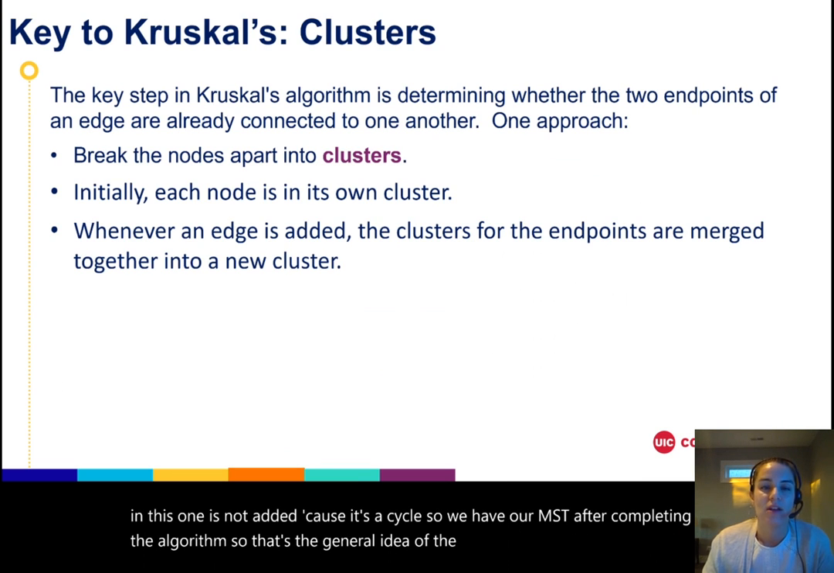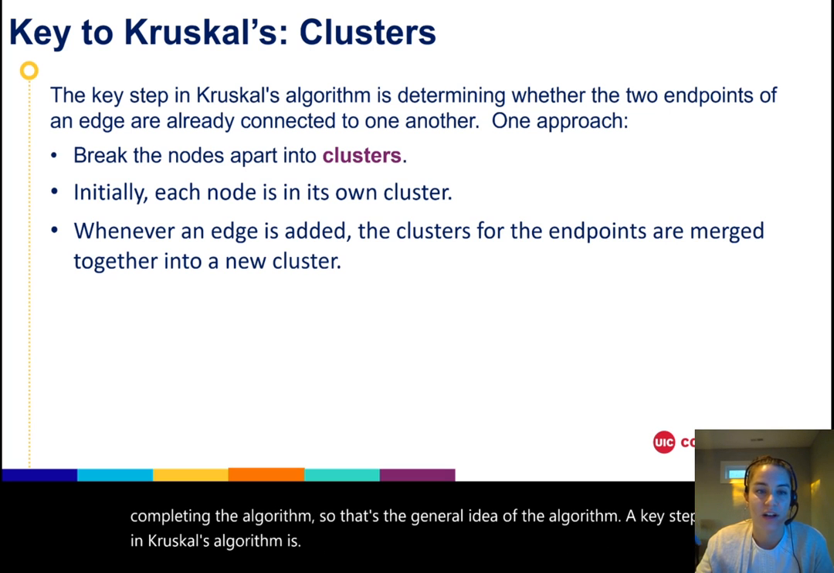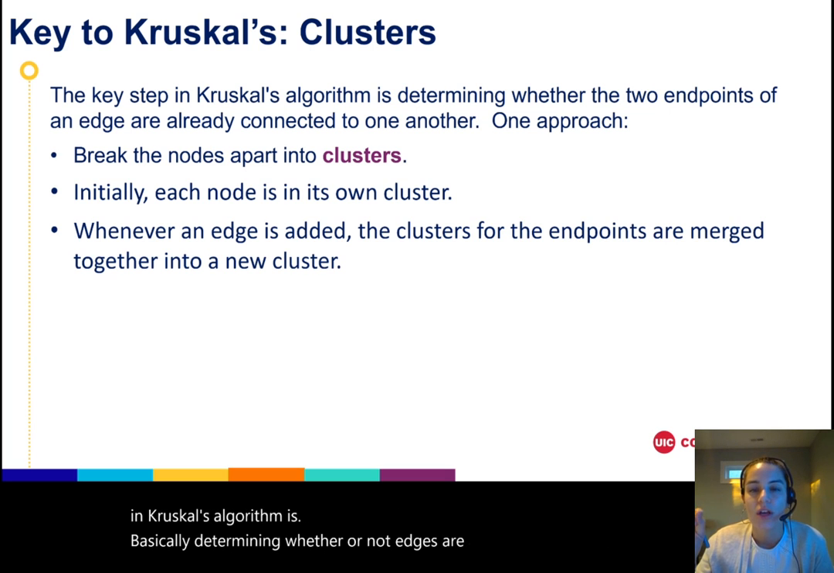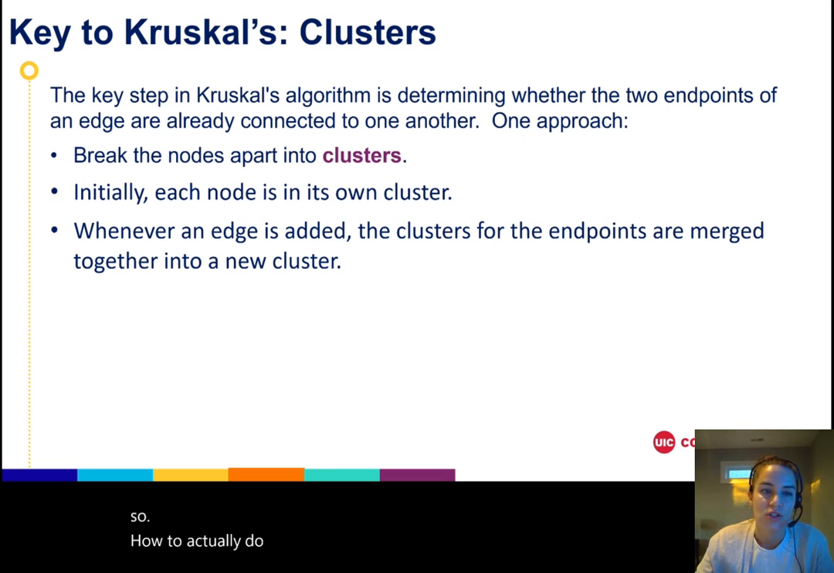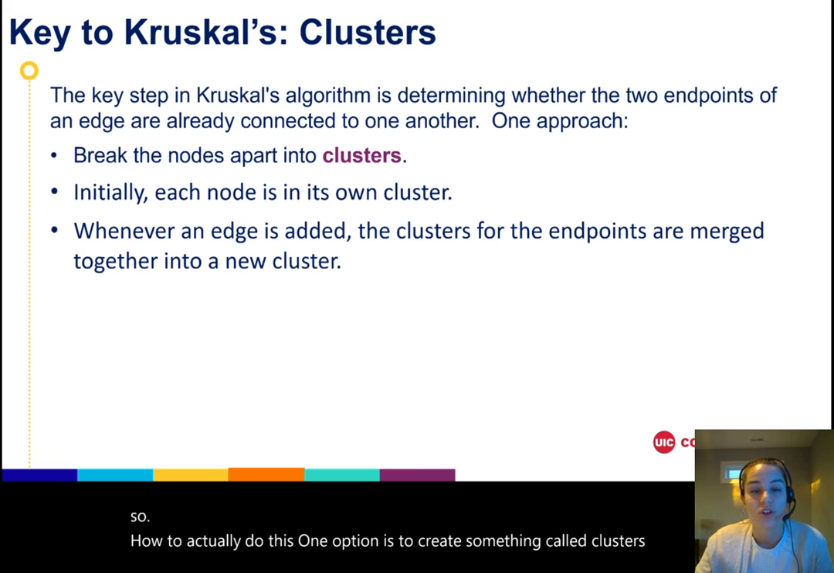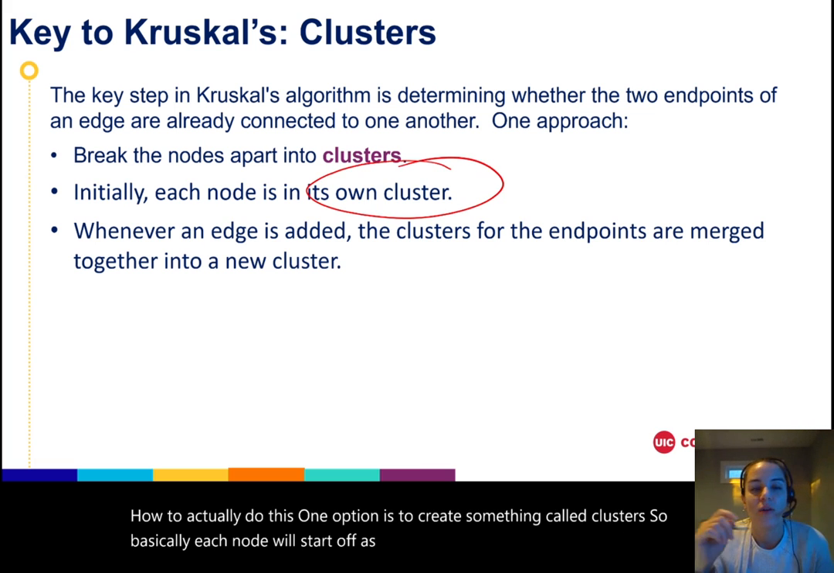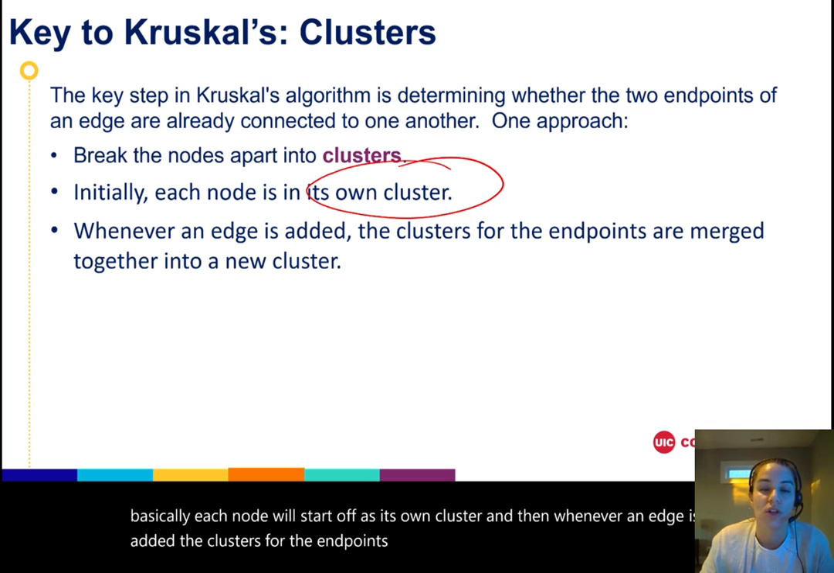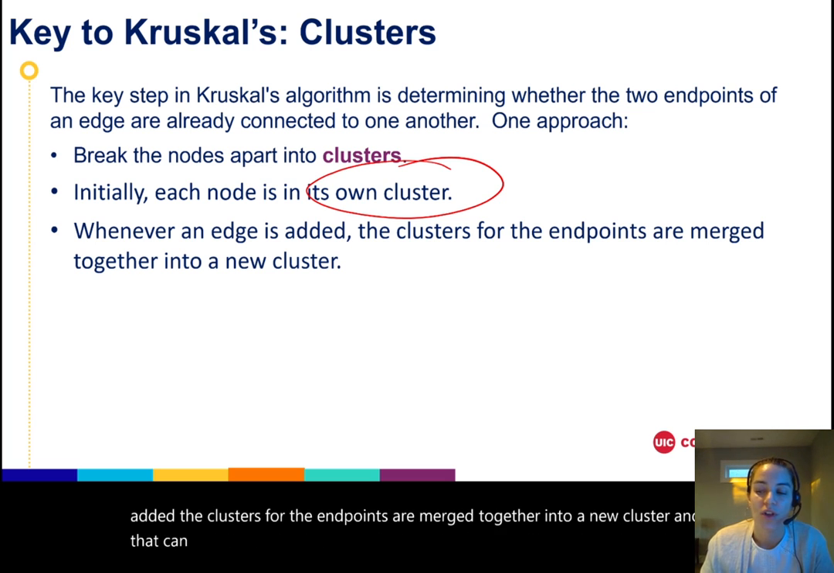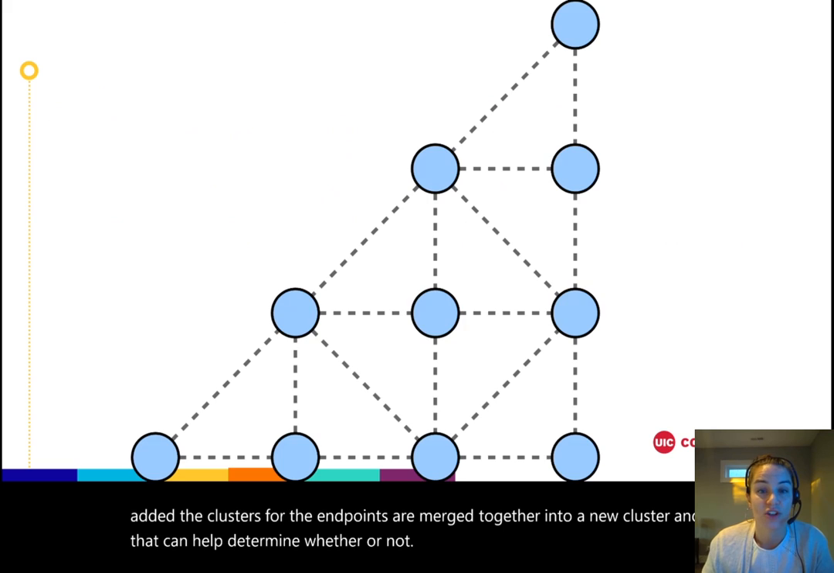A key step in Kruskal's algorithm is basically determining whether or not edges are already connected to each other. So how to actually do this, one option is to create something called clusters. Basically each node will start off as its own cluster, and then whenever an edge is added, the clusters for the endpoints are merged together into a new cluster, and that can help determine whether or not edges are already connected to each other.